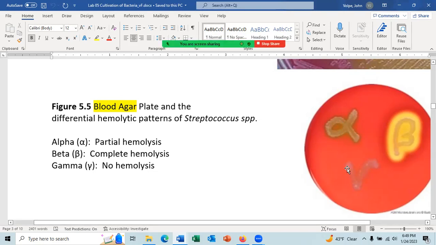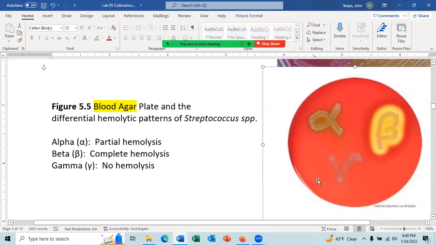And then we have gamma hemolysis, which is no hemolysis. And you can see that this is a gamma, the lowercase gamma in the Greek alphabet, and it's a white color, and the red comes right up to the bacteria. So no hemolysis or gamma hemolysis. And that's differential hemolytic activity on a blood agar plate. Any questions about any of that?